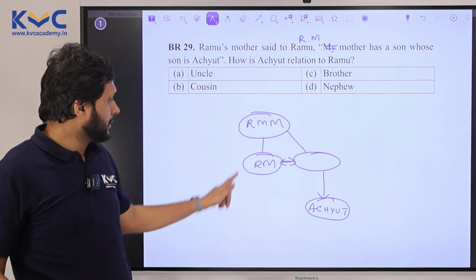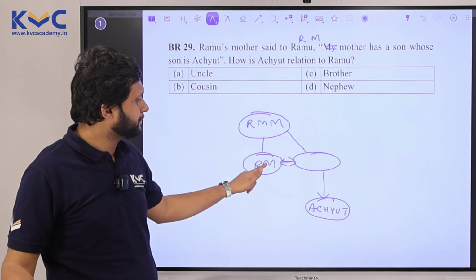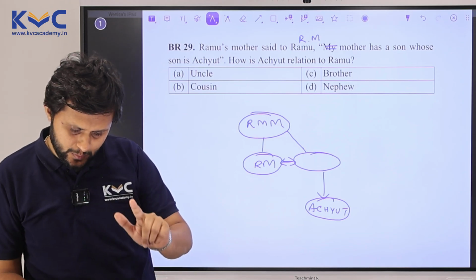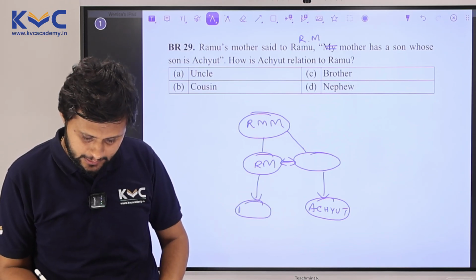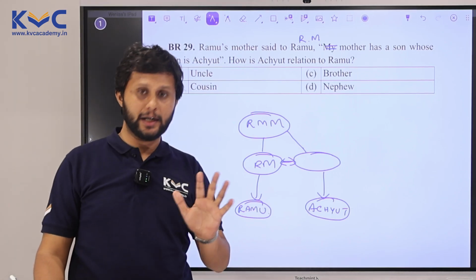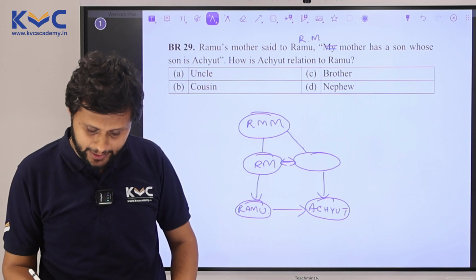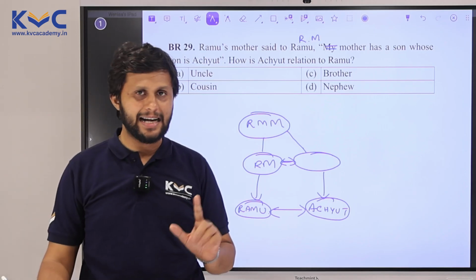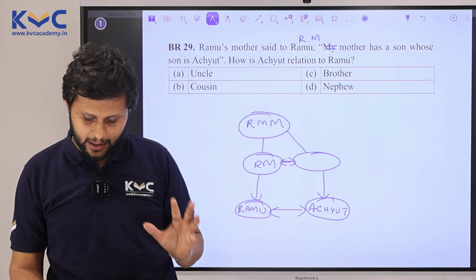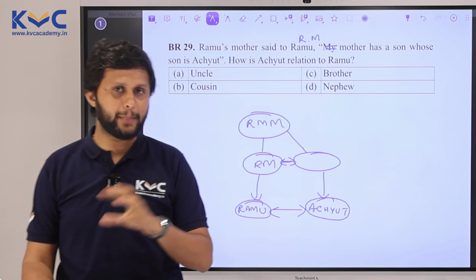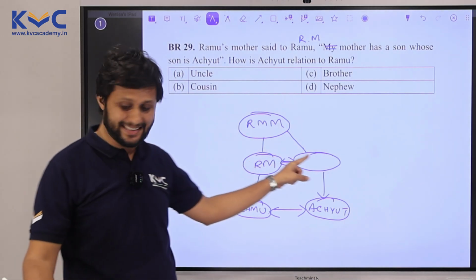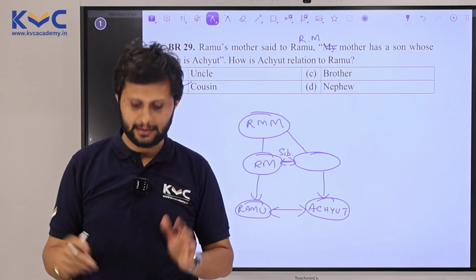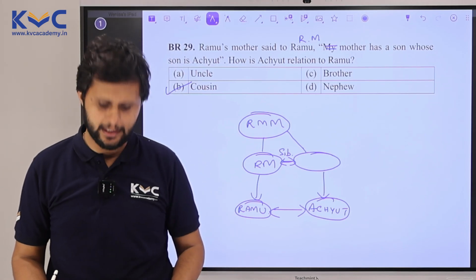Correct. So we have Ramu's mother, Ramu's mother's mother, okay, who has a son, Achyut. So Ramu should be over here. This is Ramu. How is Achyut related to Ramu? So they're in the same generation again. So uncle and nephew are ruled out. Brother and cousin. Now, are they both born to the same parent? No, because we have these as siblings. So we call them cousins. Perfect. Option B is the right answer.